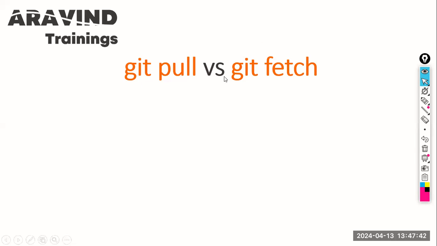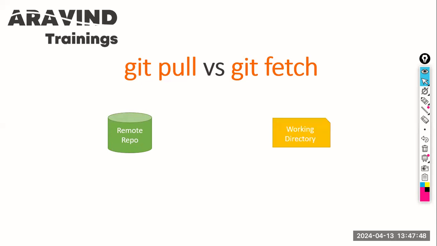See, we have a remote repository, nothing but the central repository. Then the working directory is nothing but where we create files, our local workspace. And this is a local repository, which sits in between the remote repository and the working directory.